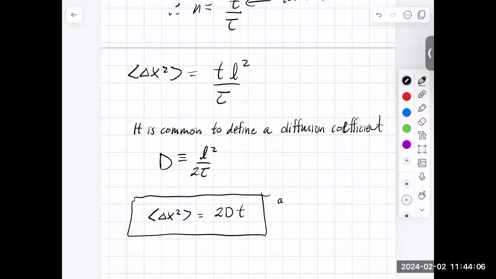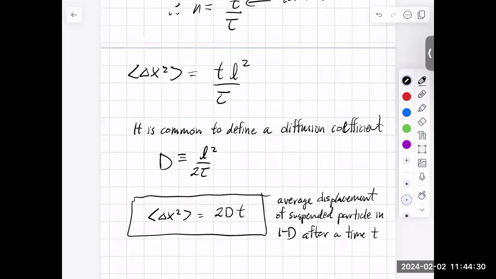So this is the average displacement of the suspended particle in one dimension after a time t. During this time interval t, the particle has gone through many scattering events, and the average distance that it'll move in one dimension is t times twice this diffusion coefficient.